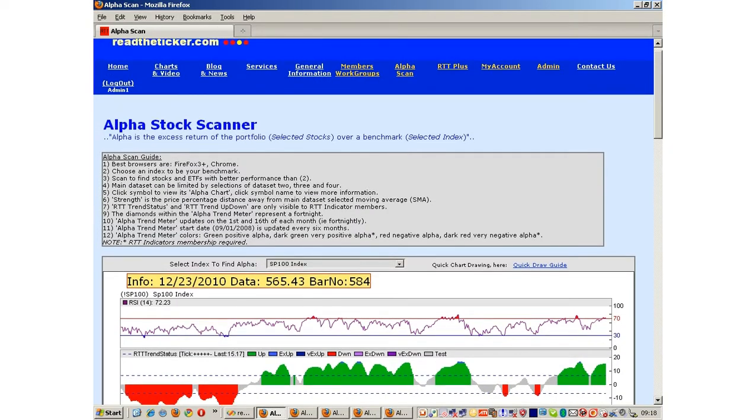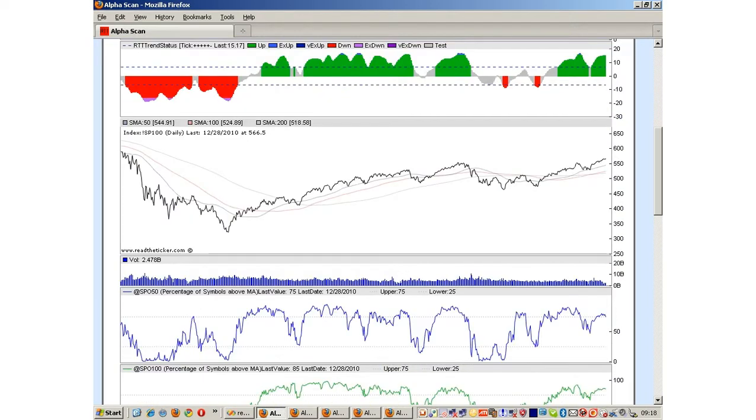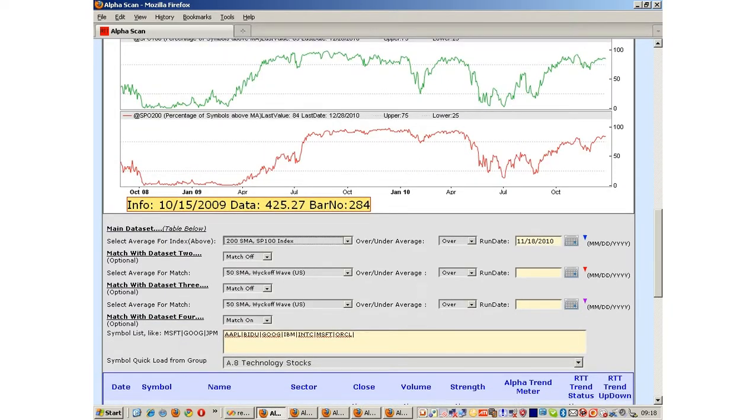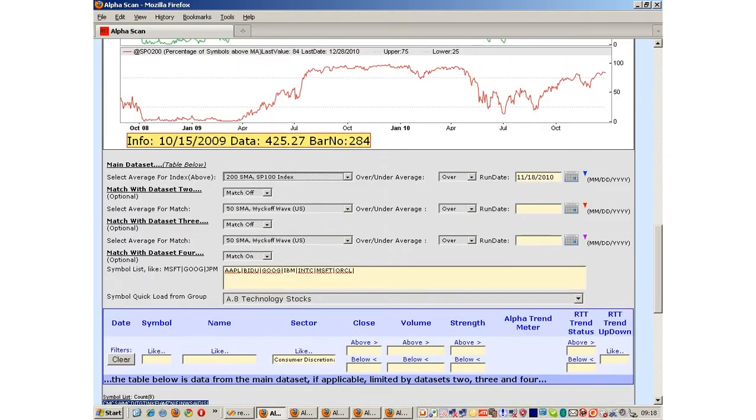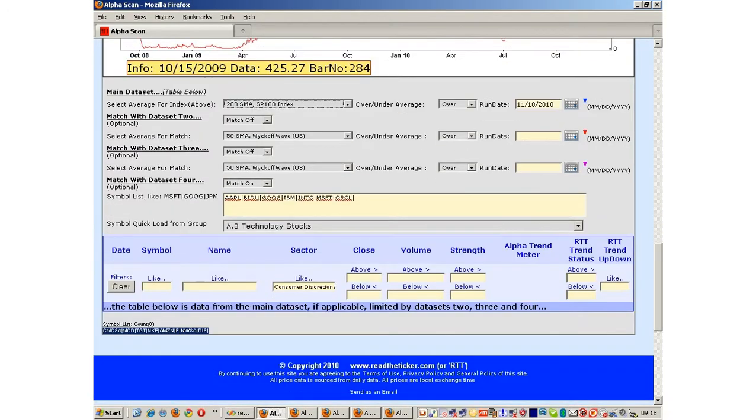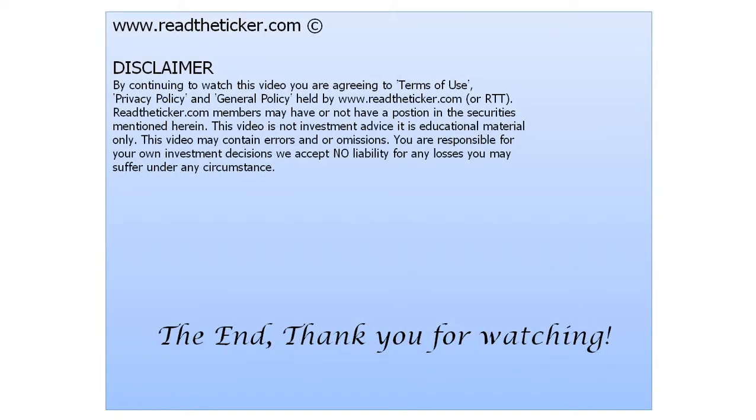Right. That is, simply put, the Alpha Stock Scanner. Simple, easy to find stocks with high performing alphas, the ability to back scan over previous dates, over multiple dates, offset with different data sets. Thank you very much for watching.